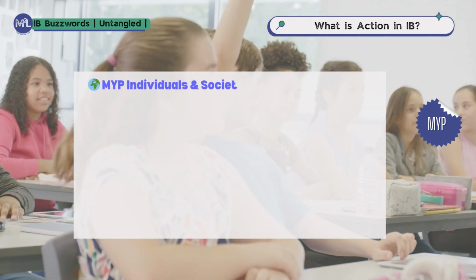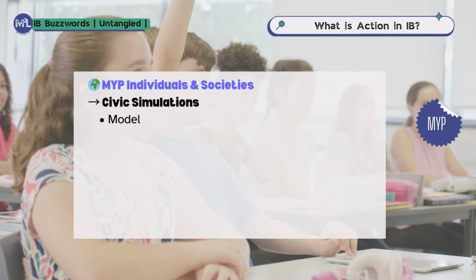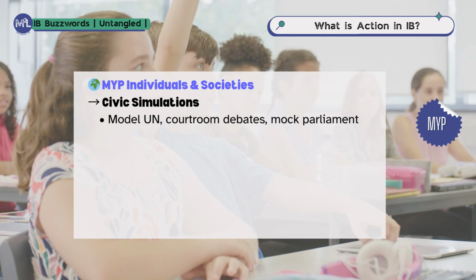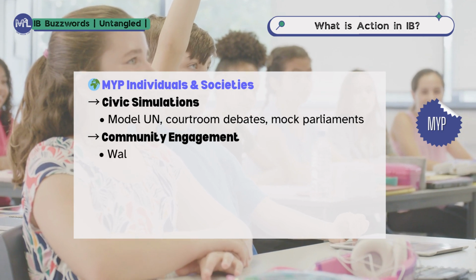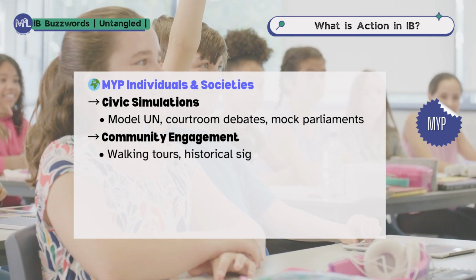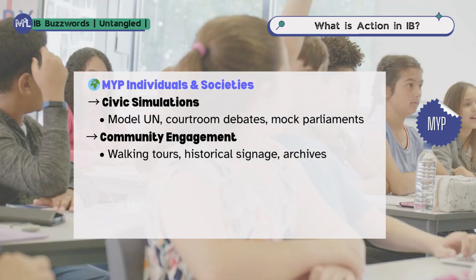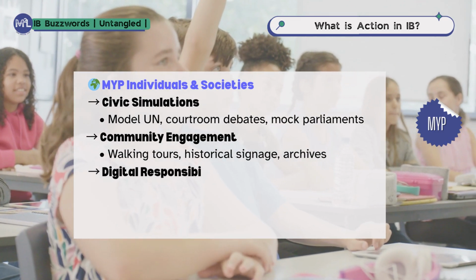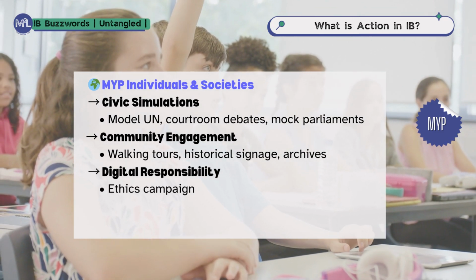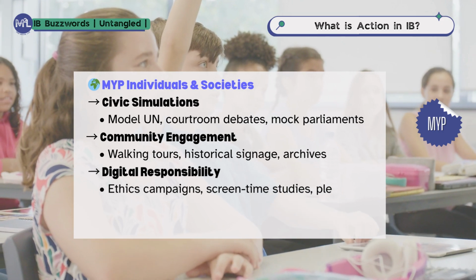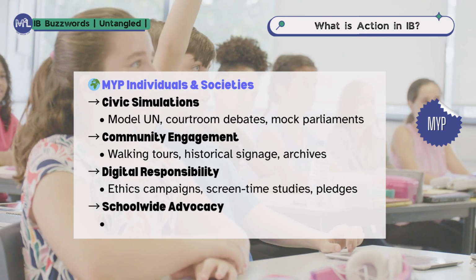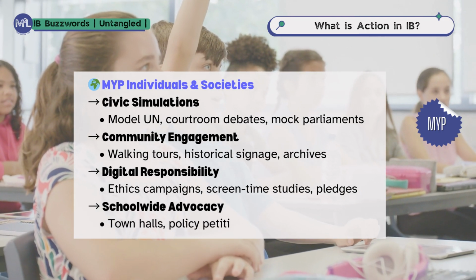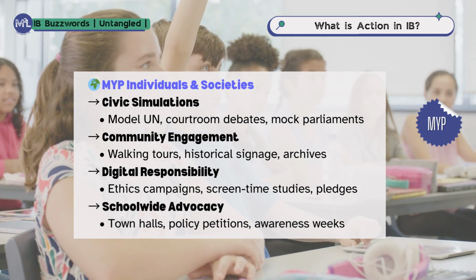injustice. In MYP Individuals and Societies, students might simulate a Model UN to explore global conflict, or design a history walking tour with student-created signage or QR codes. It could even look like running a digital citizenship campaign on social media ethics, or facilitating a student town hall on human rights, laws, or environmental policies.